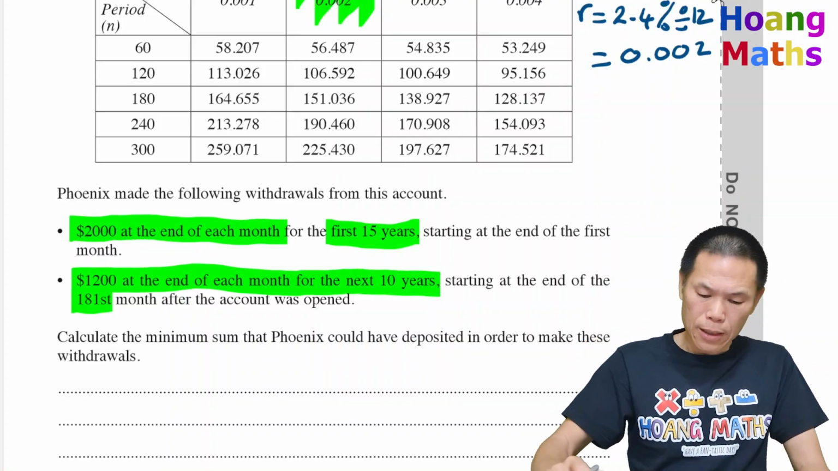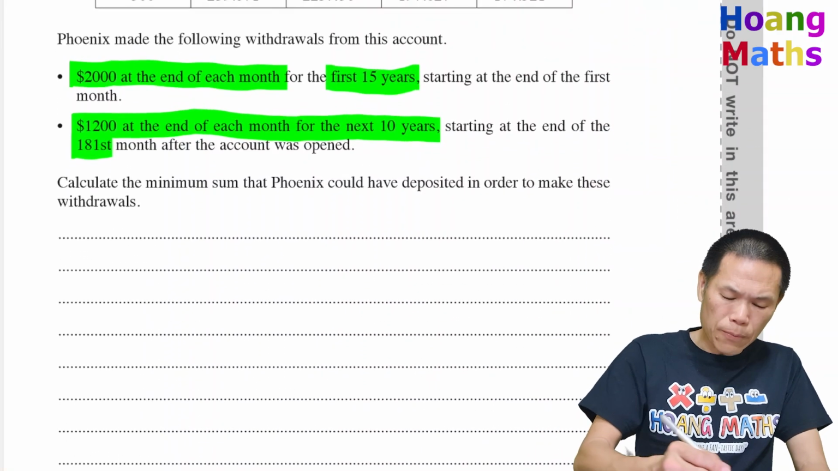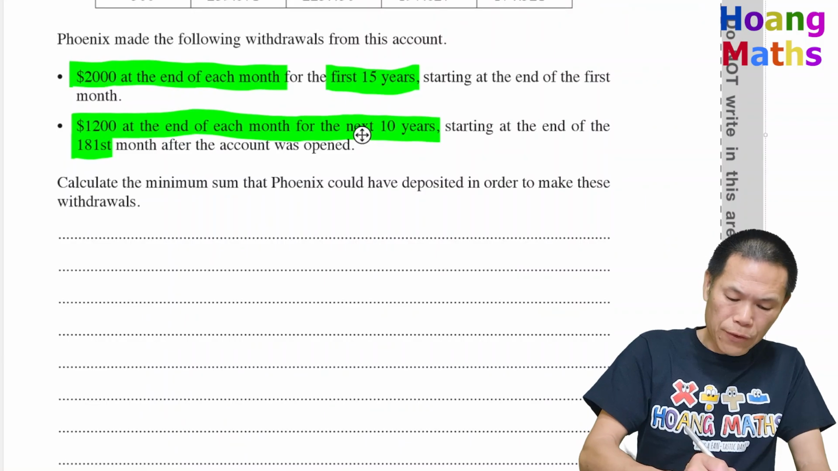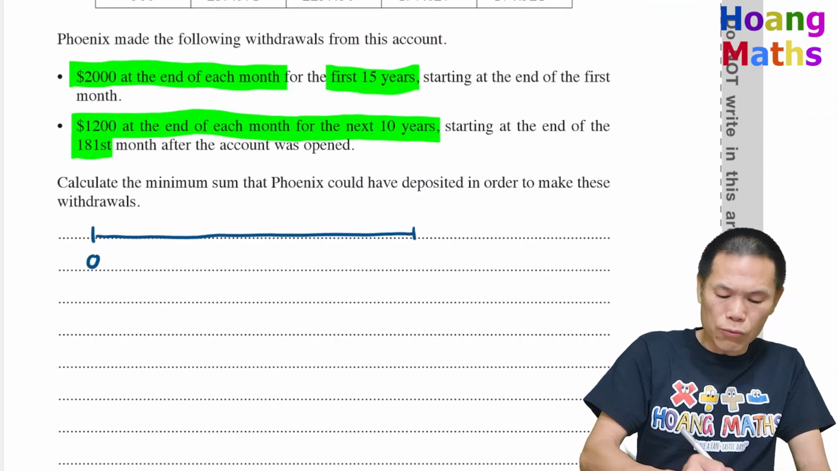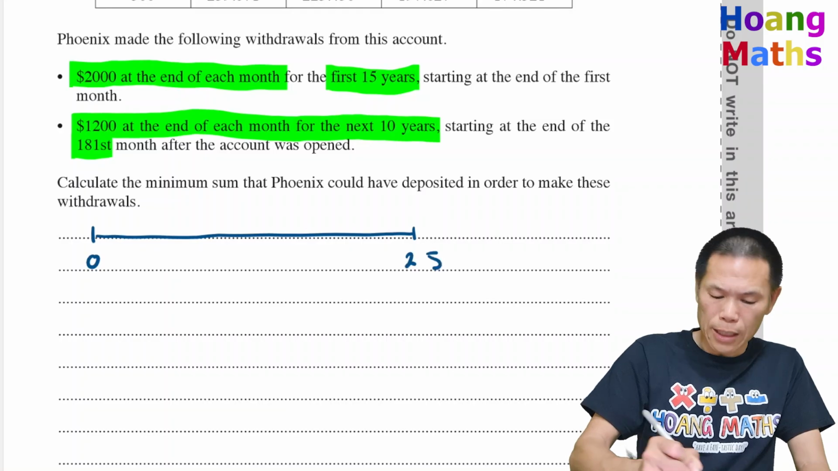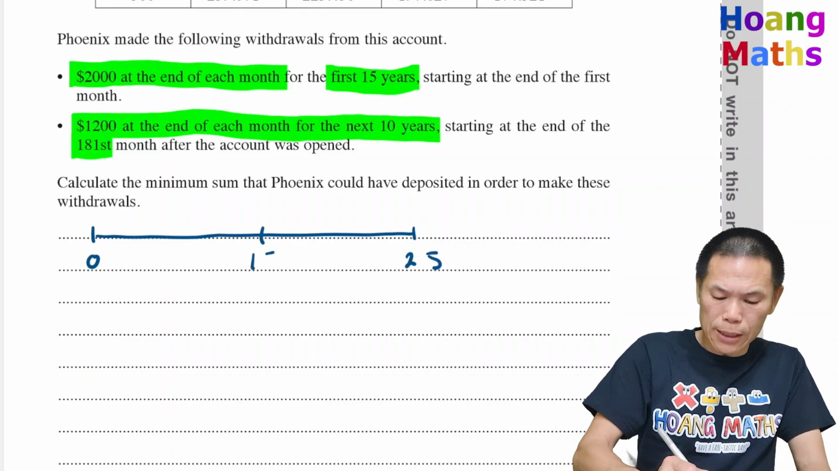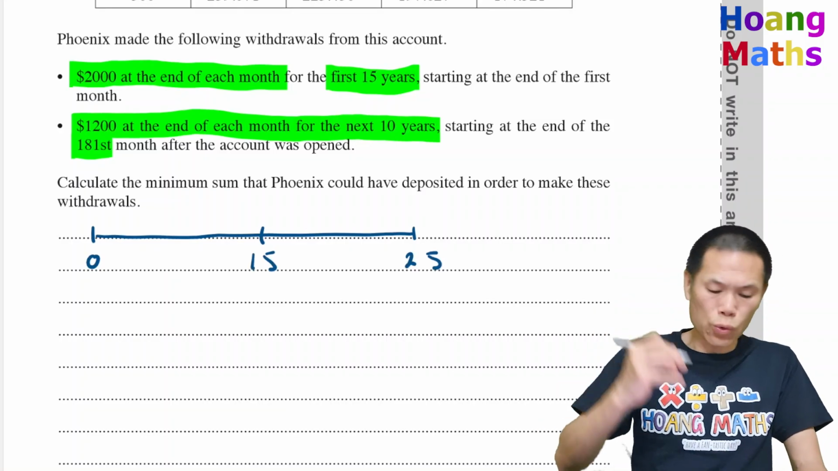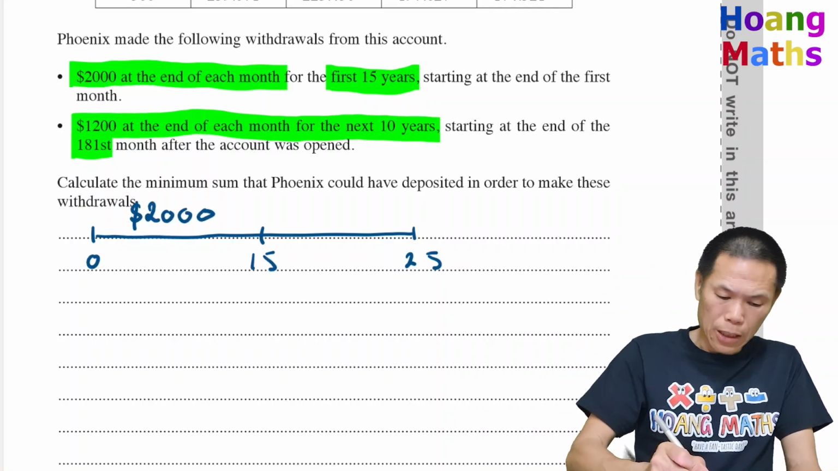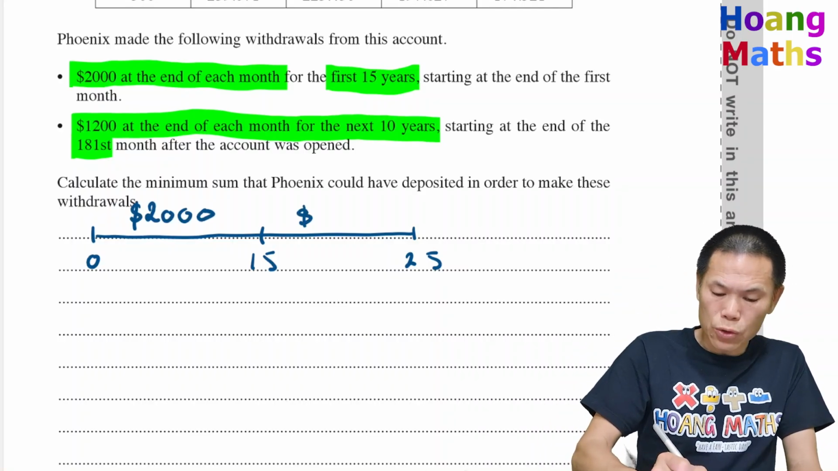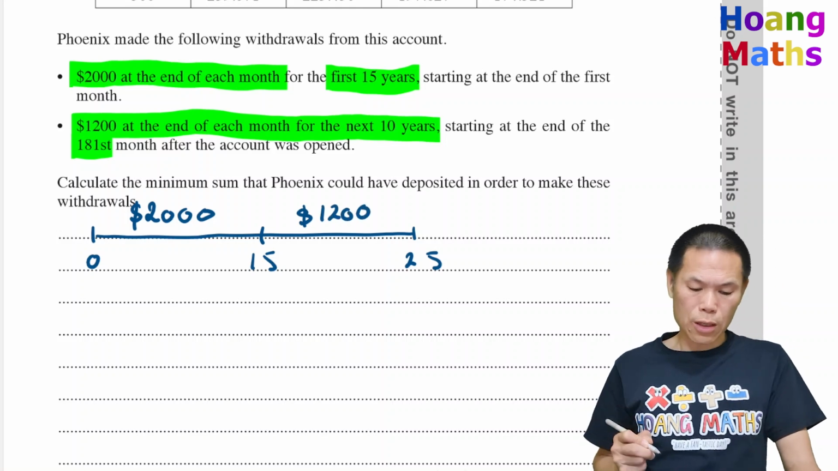So that means $2,000 for the first 15 years. Let me draw the timeline first. So this is from 0 to 25 years. In the first 15 years, Phoenix withdraws $2,000, and in the next 10 years, he withdraws $1,200.